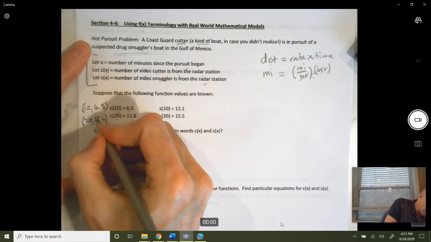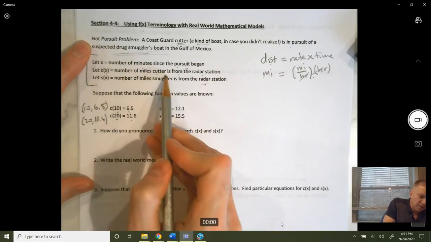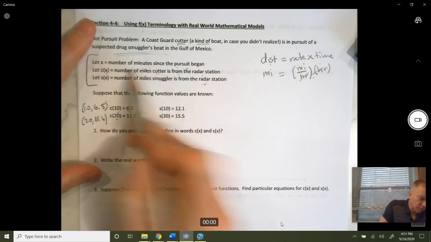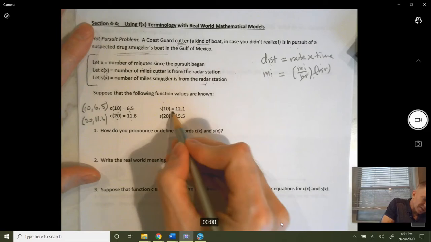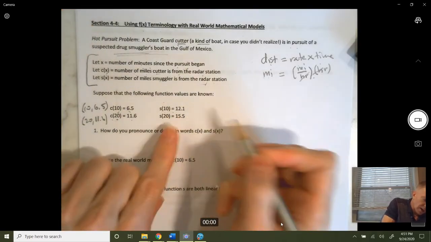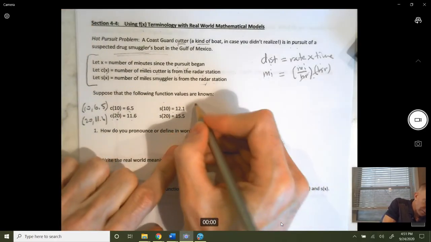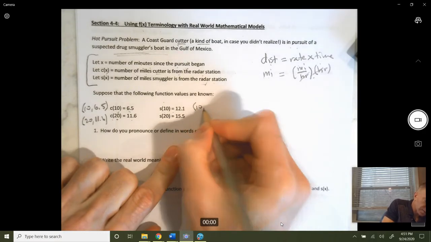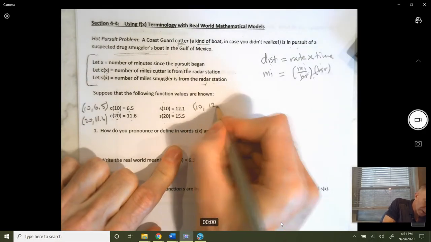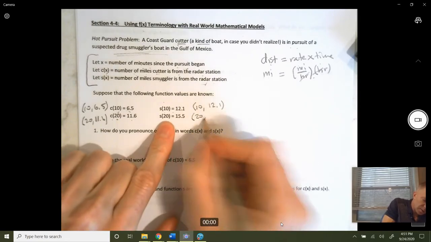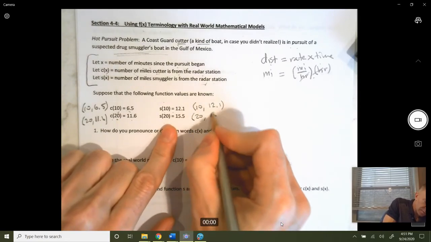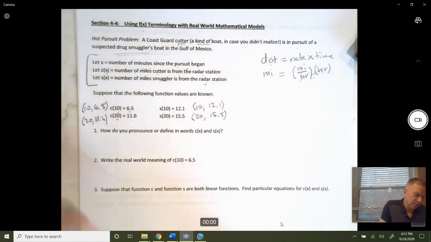Okay, so that's on your C of X function. Remember what the C of X function is. It's the number of miles the cutter is from the radar station. The cutter is just one of the boats, the boat that the Coast Guard is in. And then this one, this is where the smuggler is. So at 10 minutes after the pursuit began, the smuggler is 12.1 miles from the radar station. And at 20 minutes after the pursuit, 15.5 miles from the radar station.